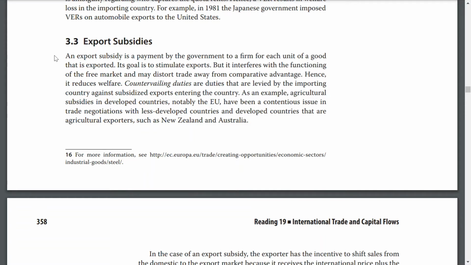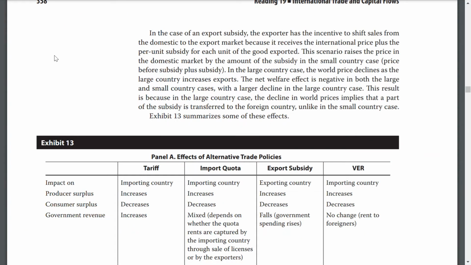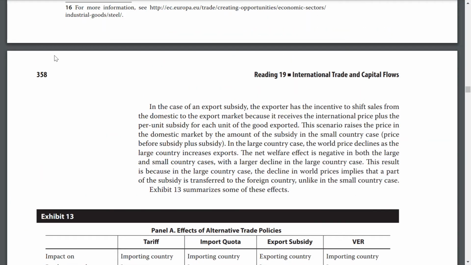In the case of an export subsidy, the exporter has an incentive to shift sales from the domestic to the export market because it receives the international price plus the per unit subsidy for each unit of good exported. This raises the price in the domestic market by the amount of the subsidy in the small country's case: price before subsidy plus the subsidy. In the large country's case, the world price declines as the country increases exports.